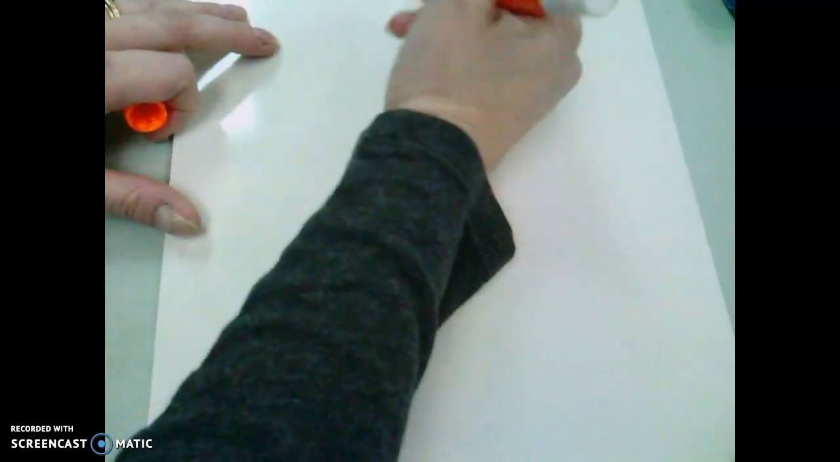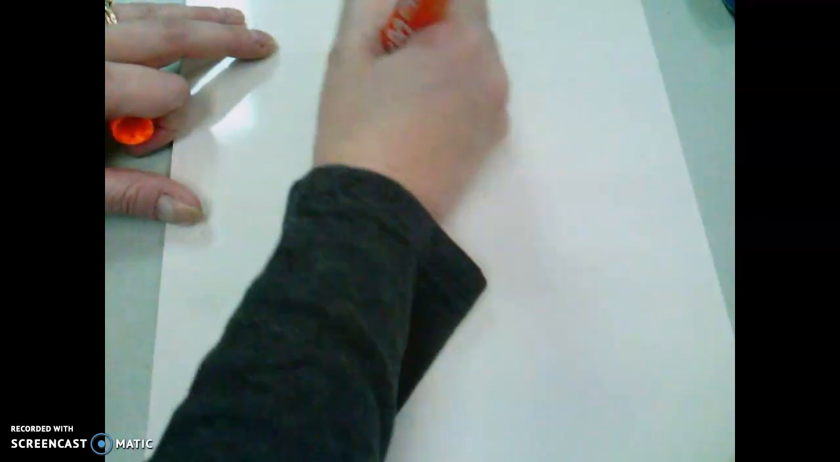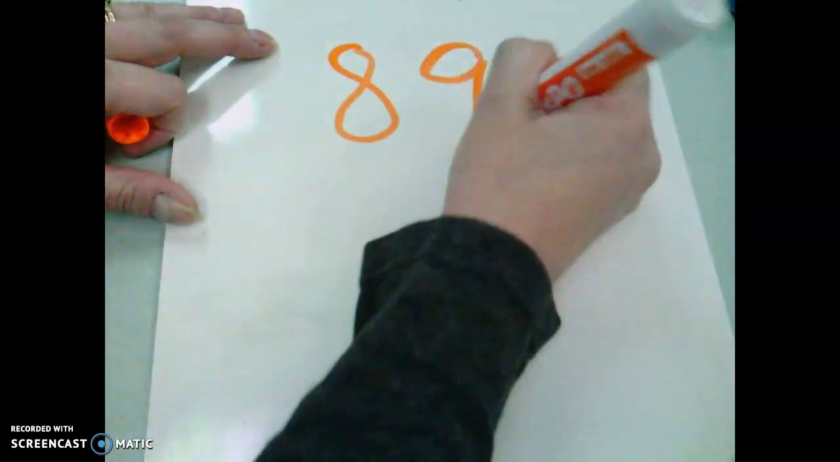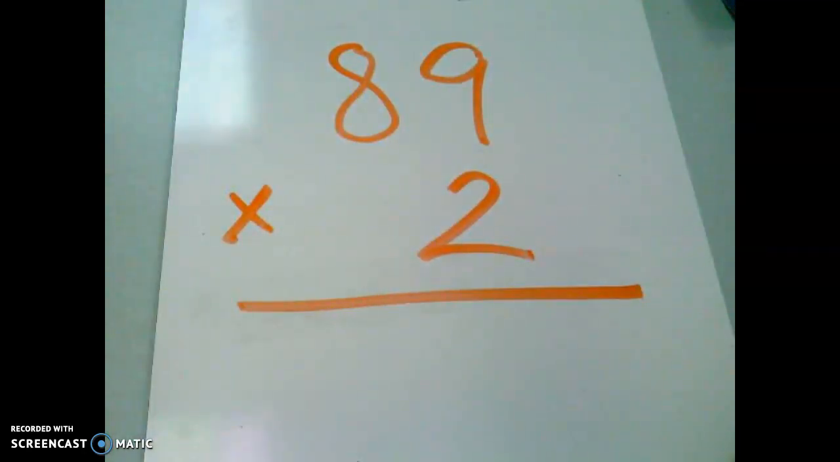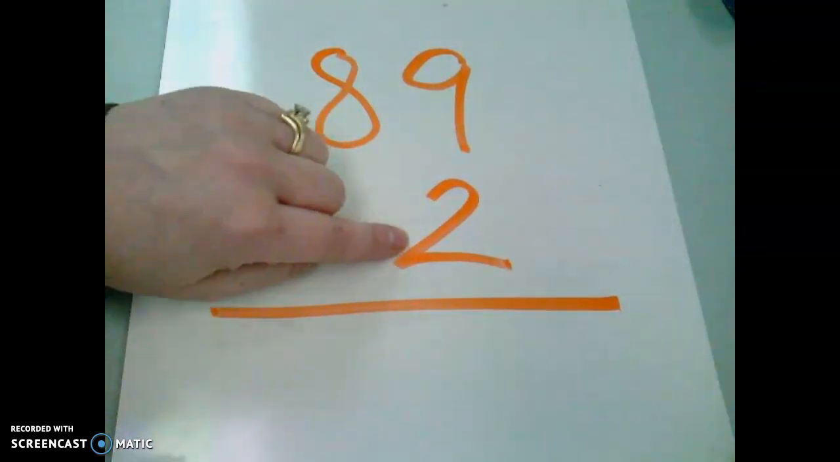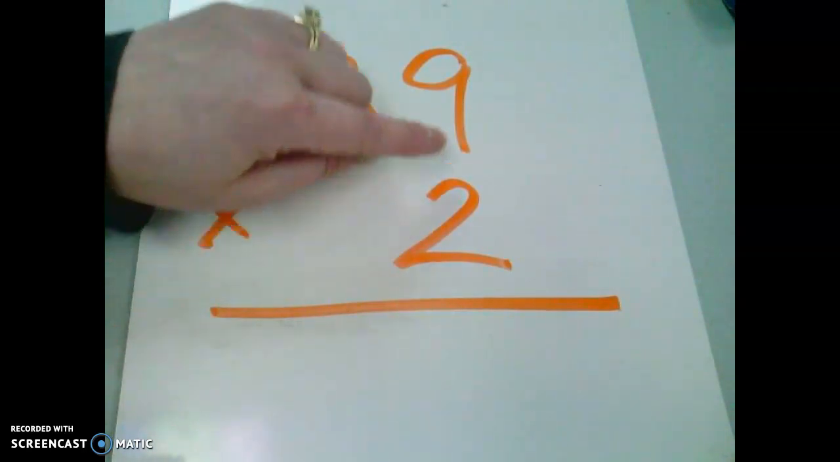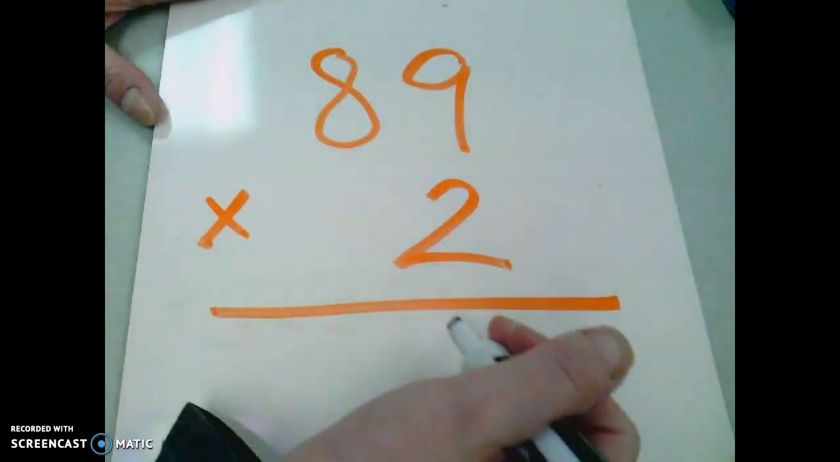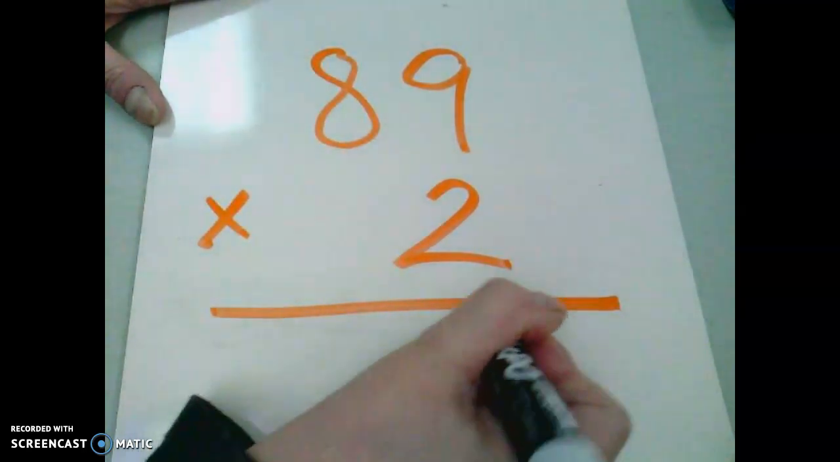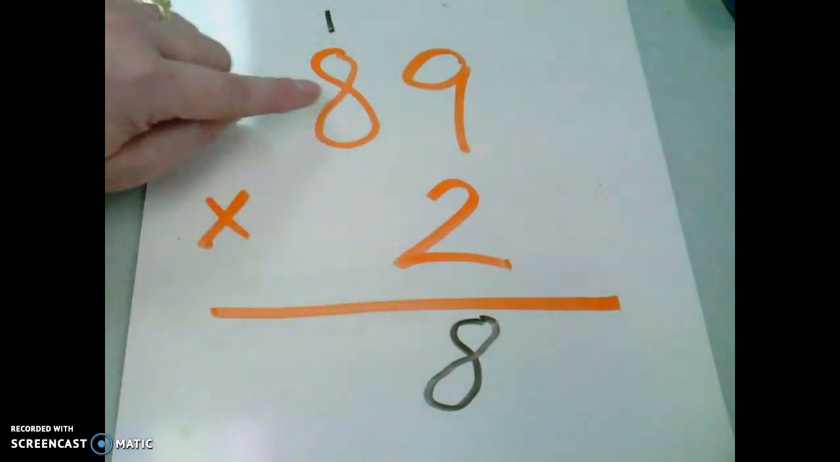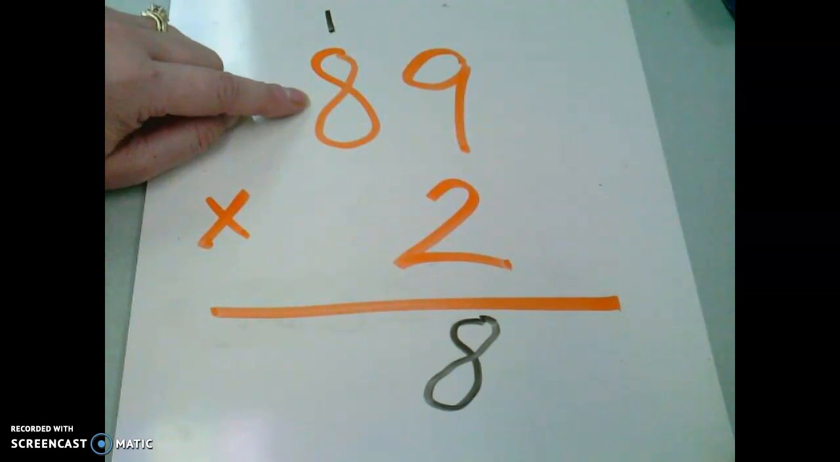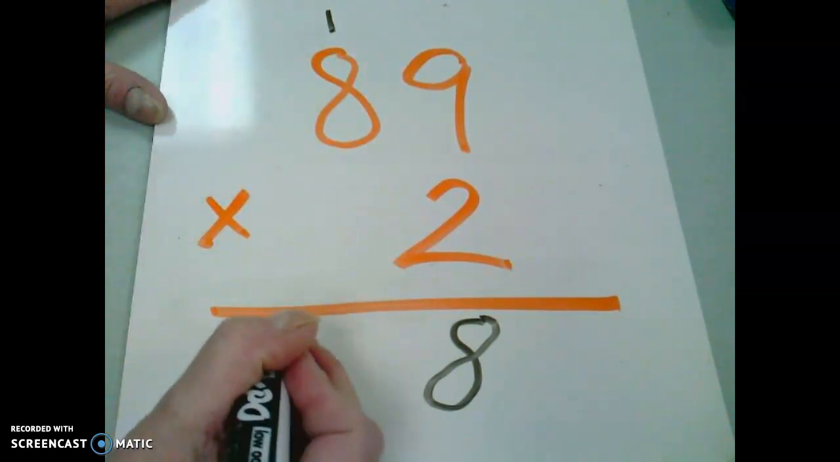Okay, if my problem was 89 times 2, same sort of thing. I'm going to start here first. 2 times 9, that's 18. I'm going to carry my 1, and then I have 2 times 8, 16, plus 1 more is 17.